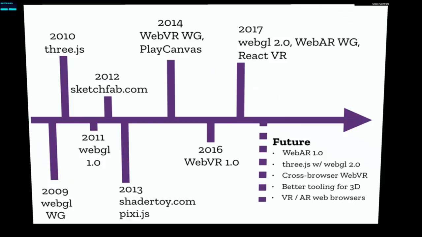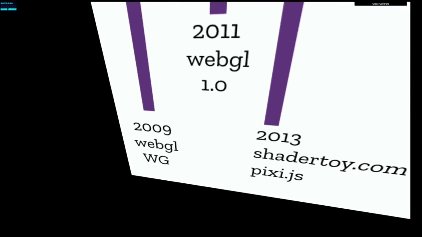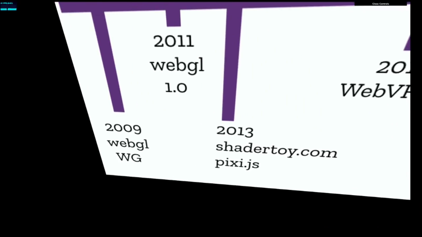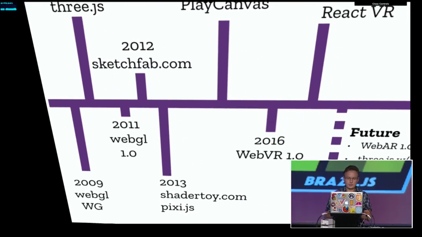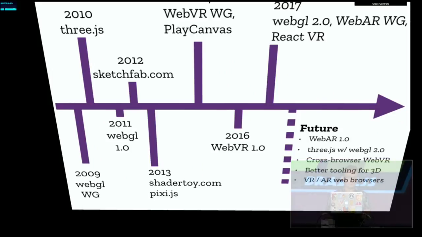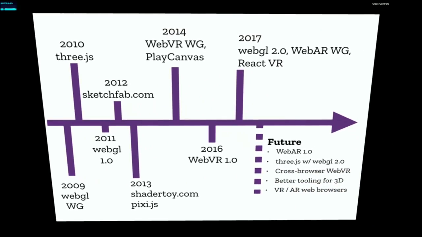If we look at this slide here, we can see that the WebGL working group started working on the spec in 2009. And even before WebGL 1.0 was complete, we already had Three.js in 2010, sort of usable in the browser, which was very exciting. Three.js provided a very simple API. You didn't have to learn WebGL from scratch. You had to know JavaScript, and you could just use that to make a spinning cube and go from there.